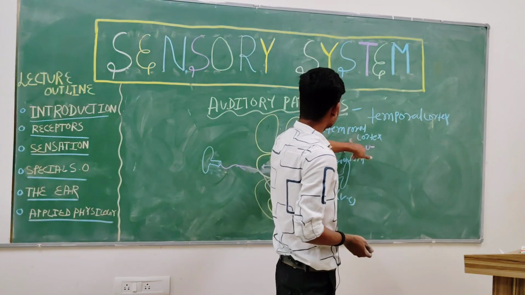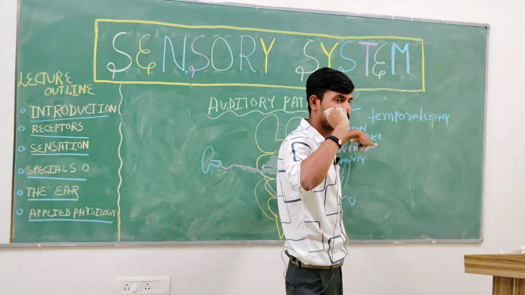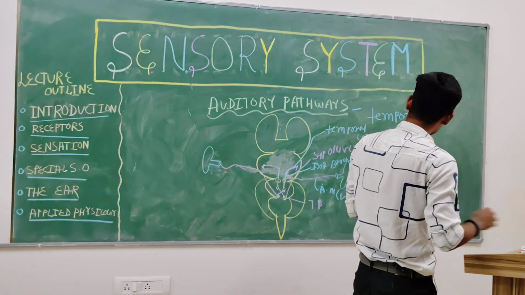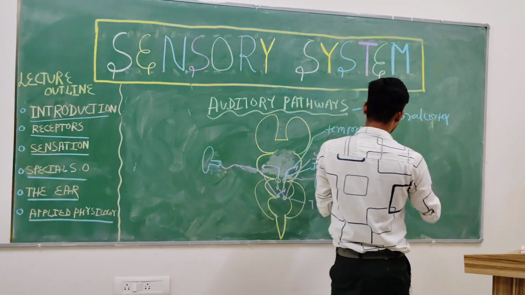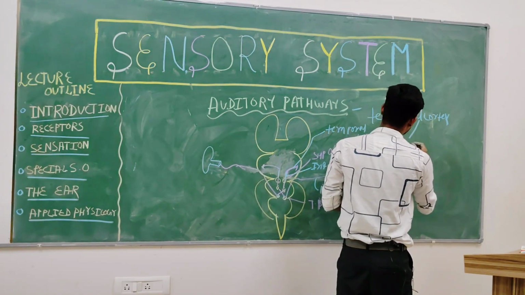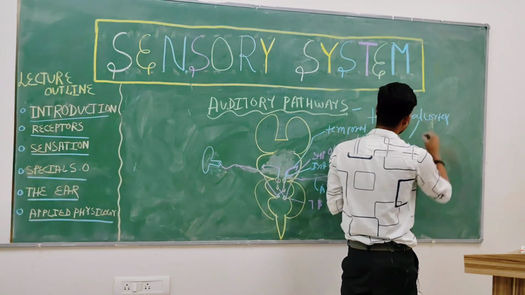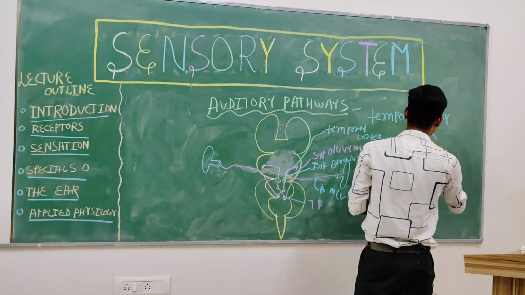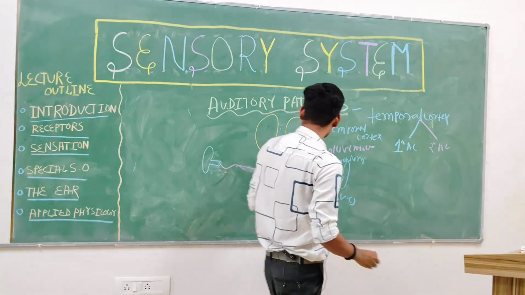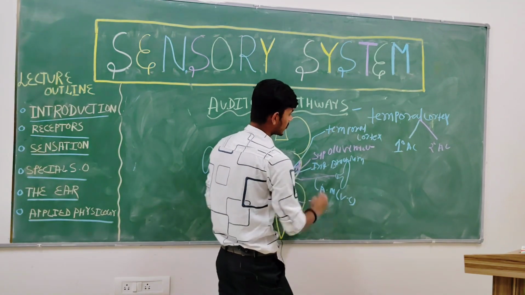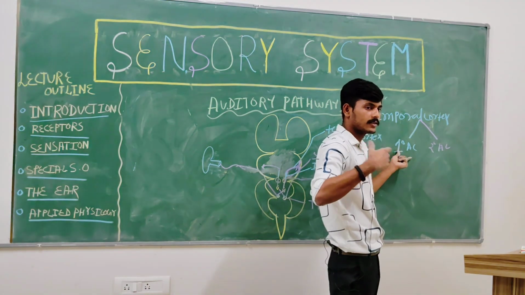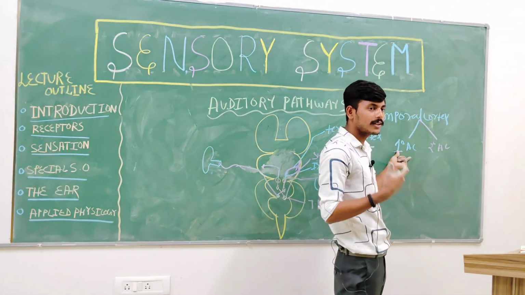So remember, the temporal cortex is concerned with hearing. There are two areas in the temporal cortex. The first area is called the primary auditory cortex, and the second is called the secondary auditory cortex. This auditory cortex is concerned with analyzing the intensity of the sound.